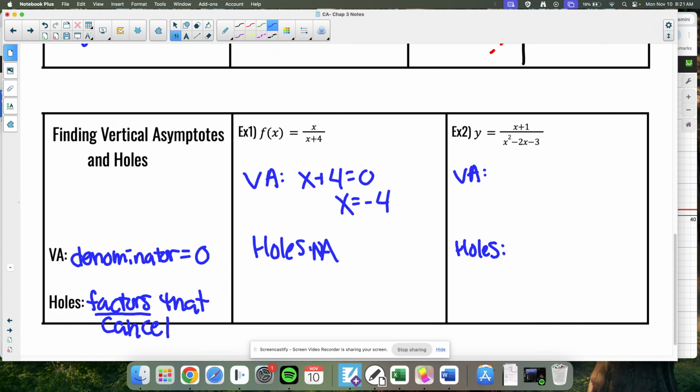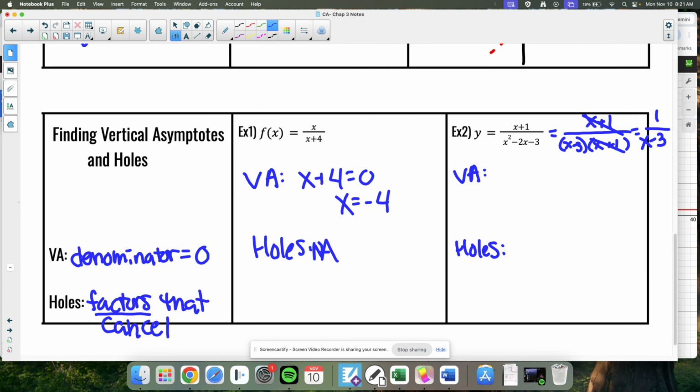When you have an option for both, is this one going to be factorable? Do your factoring first. So when I do this factoring, how do I factor the denominator? X and x, and then what was it? -3 plus 1? So if I factor it first, do I have any factors that are going to cancel? X plus 1. So then what's left over? 1 over x minus 3.